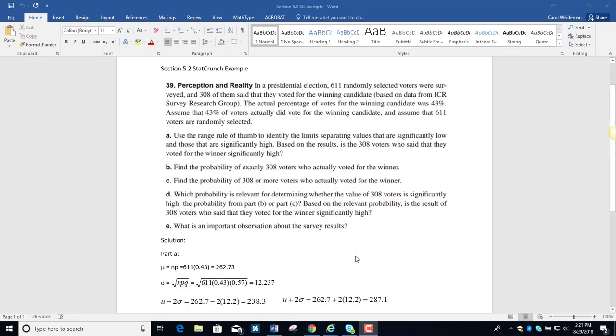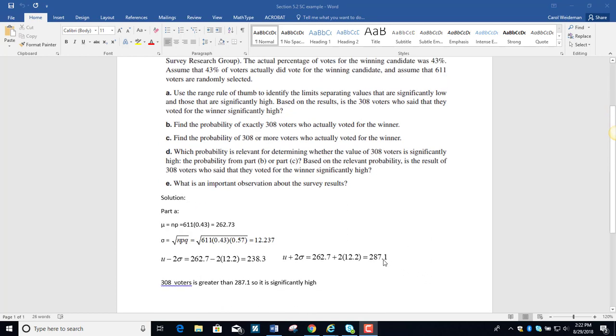The range rule of thumb says the lower bound is going to be mu minus 2 sigma, which is going to be 262.7, my mean, minus 2 times 12.2, and I end up at 238.3. And on the high side, I'm going to take mu plus 2 sigma, and I get 287.1. So the 308 voters is higher than the 287.1, which we got from the range rule of thumb, so we would say that 308 voters is significantly high.